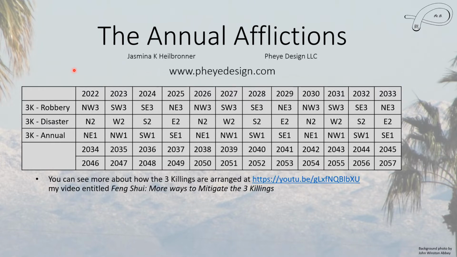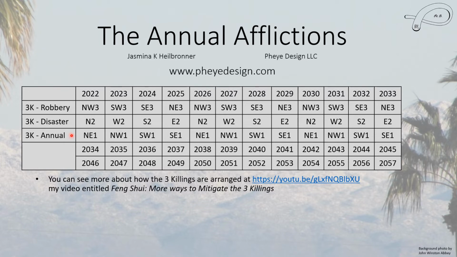So this is the expanded version of the 3 Killings. It's called 3 Killings because there are 3 different types of killings. There's the robbery Shah, which usually has to do with losing either money or something important. There's the disaster Shah, which tends to be something more serious, and it can be quite problematic. And then there's the annual Shah.